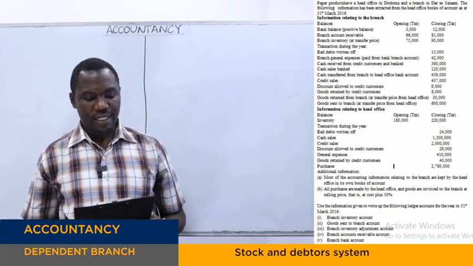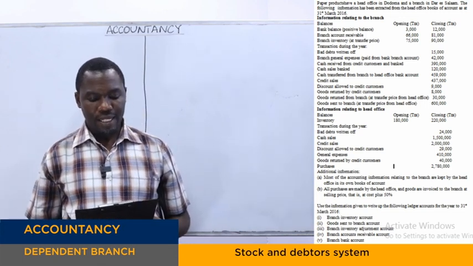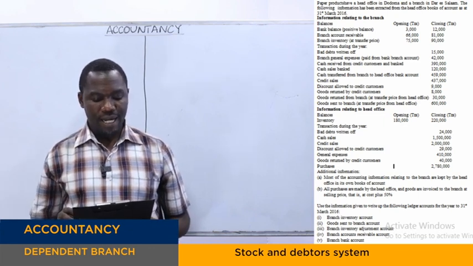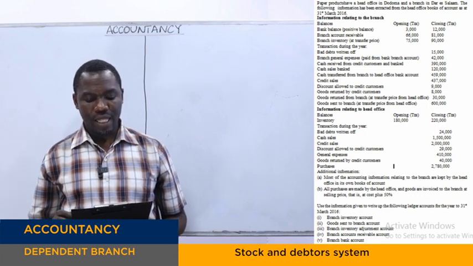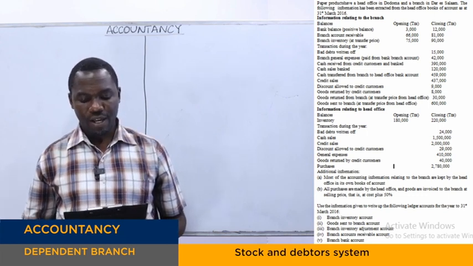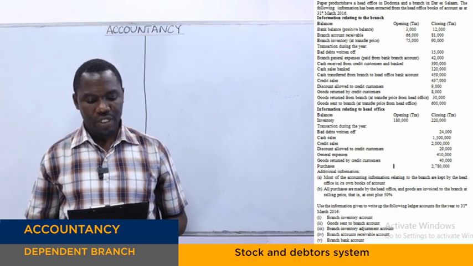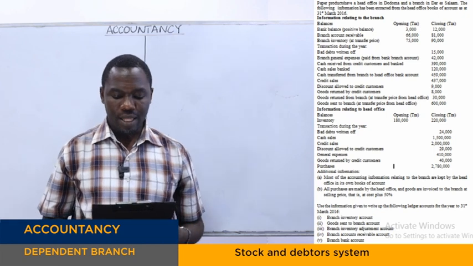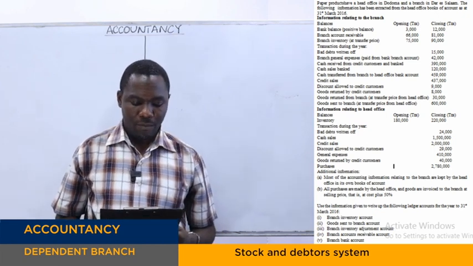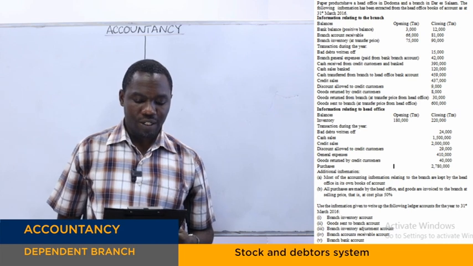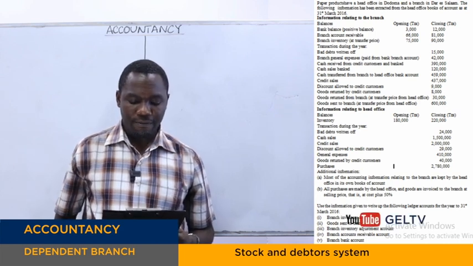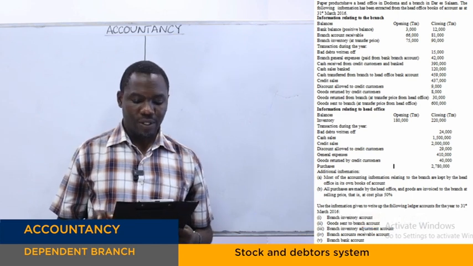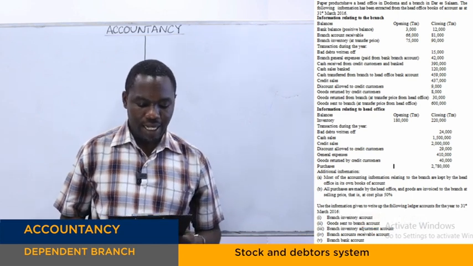Information relating to branch. We are given the balances, that is opening balance and closing balance. Bank balance, it was a positive balance, 3,000 opening, 12,000 closing. Branch account receivables, 66,000 opening, 81,000 closing. Branch inventory account at transfer price, 75,000 opening, 90,000 closing.